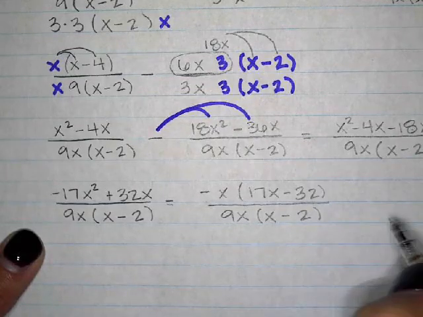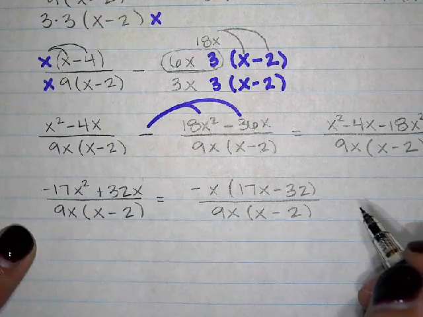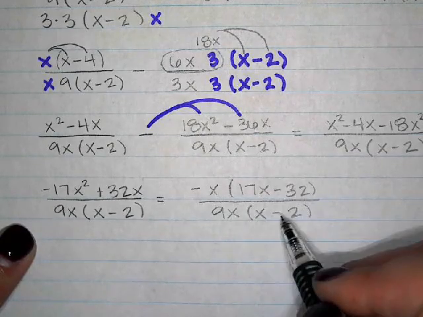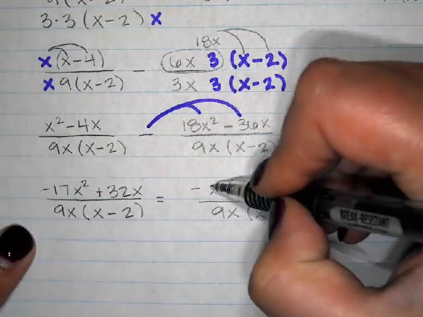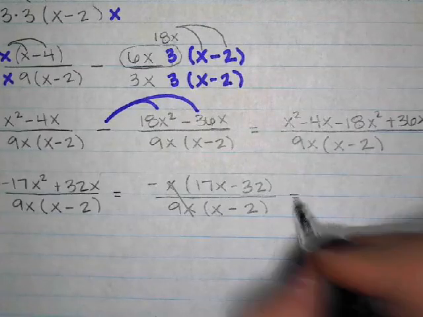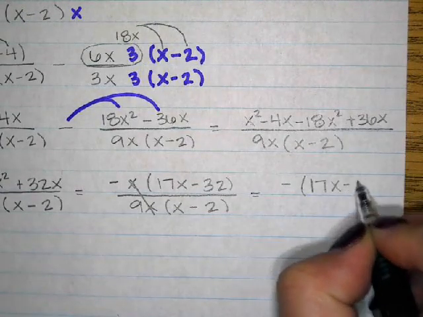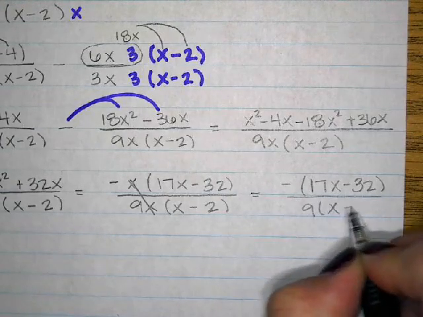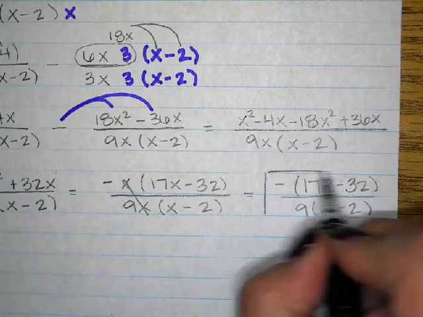And is there any reducing that can be done without killing puppies? Yes. Because we have changed this to a multiplication problem, so now we can reduce a little bit. We can't touch the parentheses, right? But we can reduce the GCFs. The x's are okay. So we get negative 17x minus 32 over 9x minus 2. It's not pretty, but that's the answer.